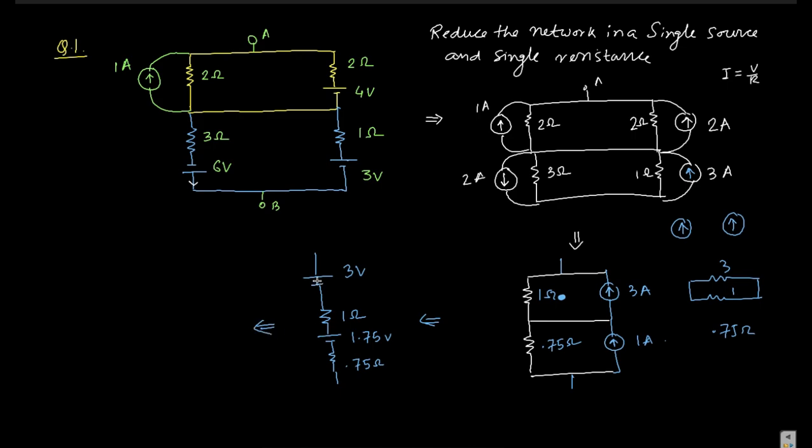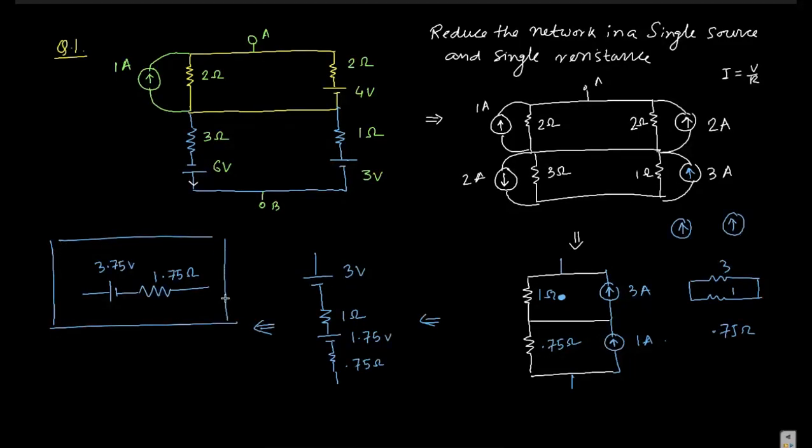So now these two voltage sources are in series, so the equivalent voltage source is 3.75 volt, and the two resistances are in series, so the equivalent resistance is 1.75 ohm. So if you transform this circuit into the equivalent circuit, then it becomes 3.75 volt and 1.75 ohm. So what is the current?